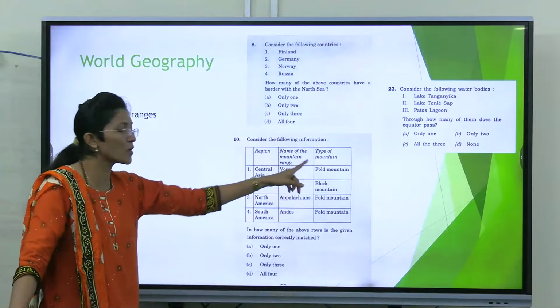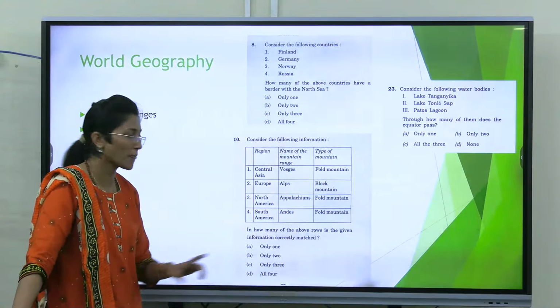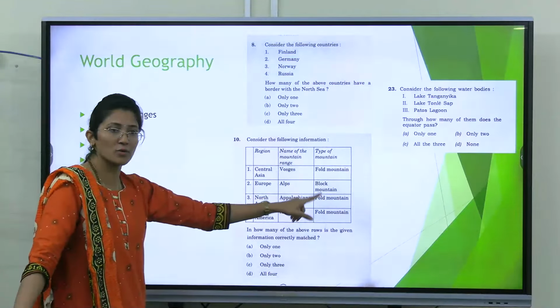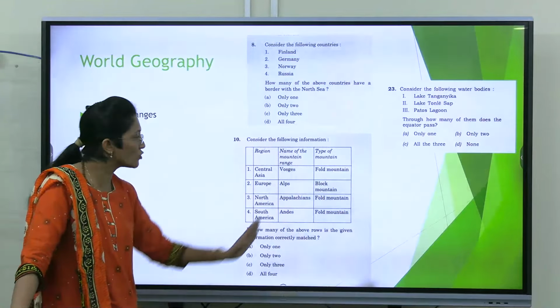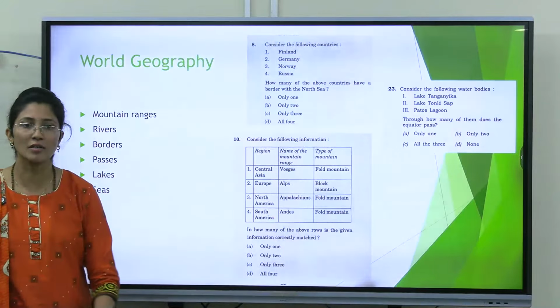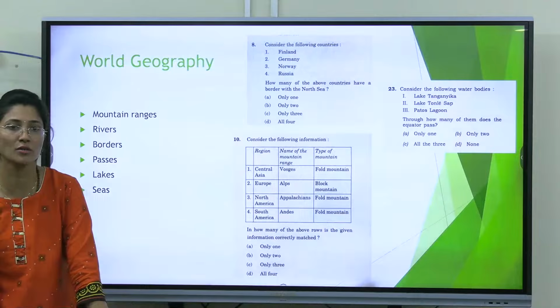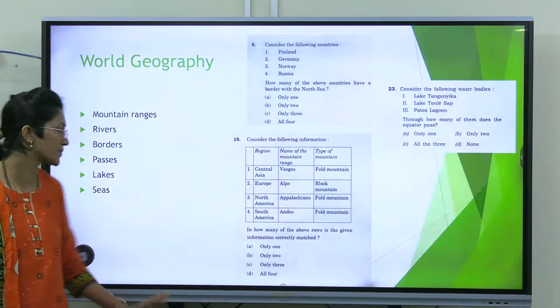You need to know Vosges mountain is a fold mountain. This part doesn't change. Yes or no? Alps are block mountains. This part doesn't change. You need to know the static part and also the current affairs, like which river was in news, which mountain was in news, right?